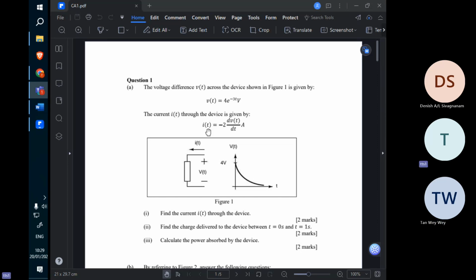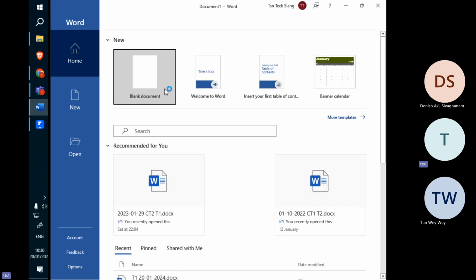Another one given is even more unusual. It is the current as a function of time, equal to minus 2 times the derivative of this voltage. This is called the derivative or differential. So you need to do the derivative of this function. So what does it mean? To prepare for your assignment, let me presume that this is the assignment.